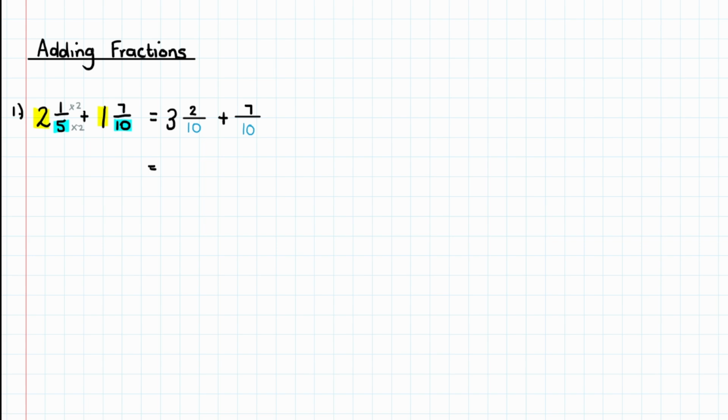Next, I should add my numerators only. So I've got 2 plus 7, which is 9. But don't forget about your whole number, so my final answer is 3 9/10.